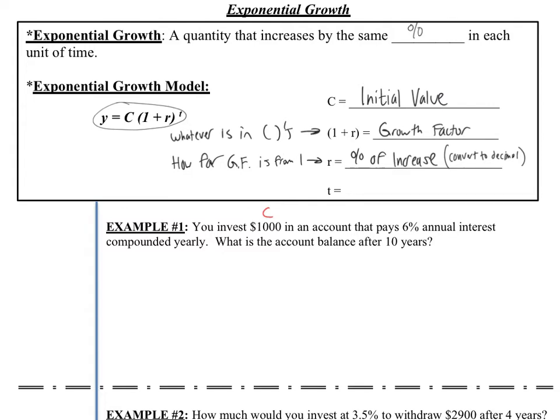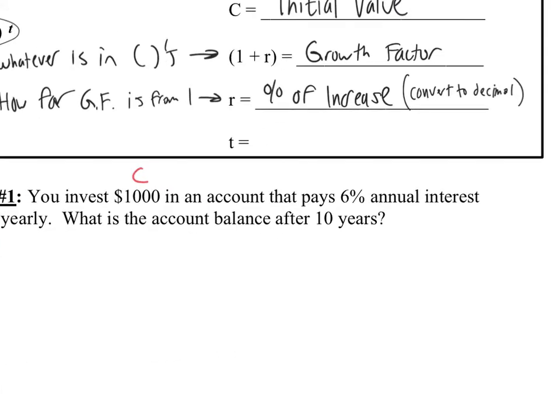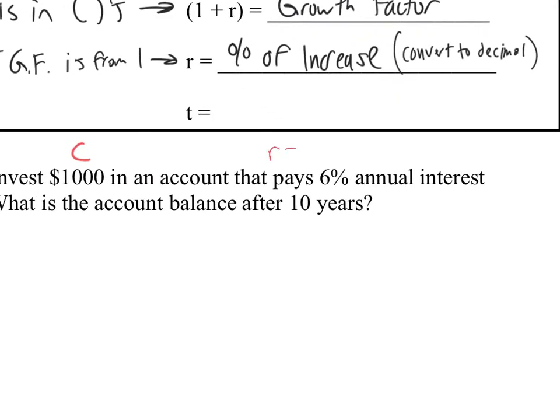1,000 is what we start with. That's our C. A growth factor is kind of hard to tell sometimes, but there is a percent of increase here. Do you see it? It's increasing by 6% yearly. So we're going to write R equals, and we have to be careful here. One way you can mess this up is by just putting 6. R does not equal 6. R equals 6% as a decimal.